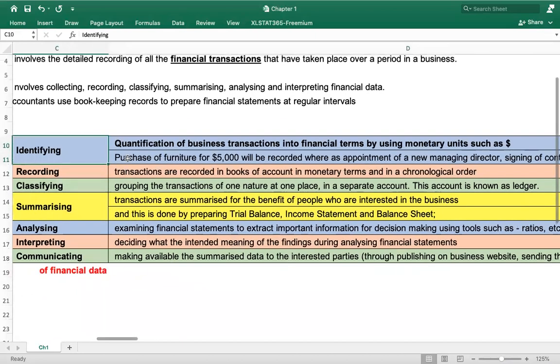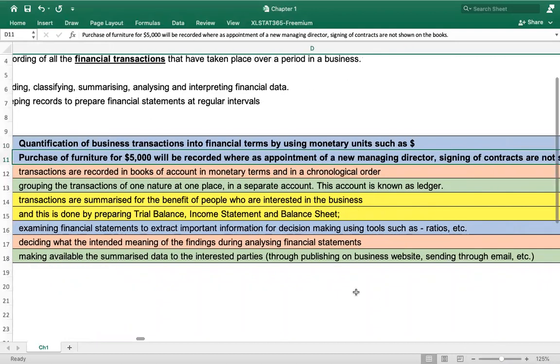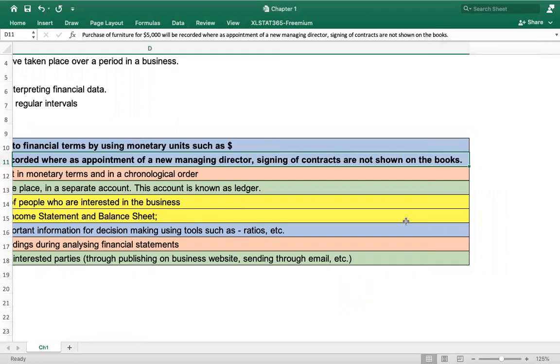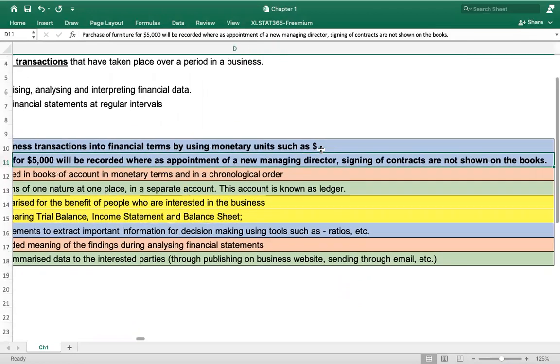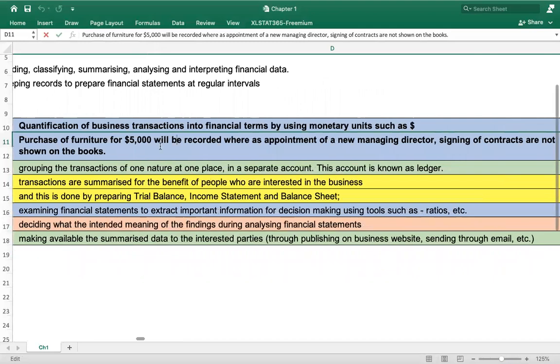Now see the example. Read out this example. Purchase of furniture for 5,000 will be recorded, whereas appointment of a new managing director and signing of contracts are not shown on the books. If you are appointing a managing director or signing a contract, all these are important for the business. But we are not allowed to record them because we are not able to quantify these events in terms of dollars, in terms of money. So we will record only the purchase of furniture, and the remaining part is not allowed to be recorded, because we are not able to quantify these events in terms of money.